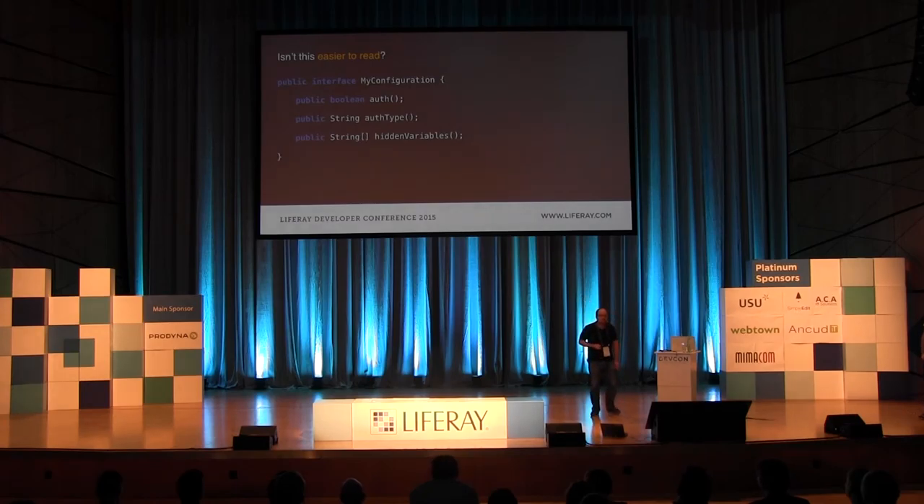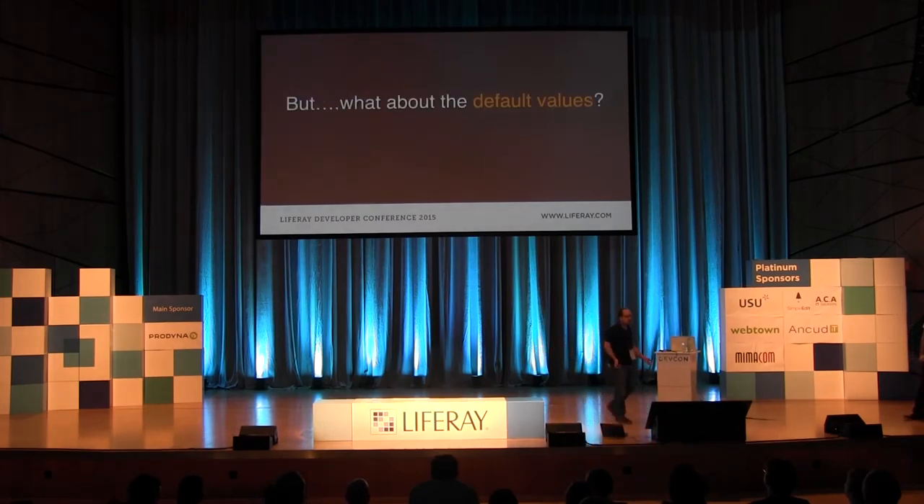Isn't this actually easier to read for everyone here? Here we know exactly: authentication is Boolean, authentication type is string. We also have arrays. It's much easier, right? So you are going to ask, what about the default values that we have seen before? Where are they?